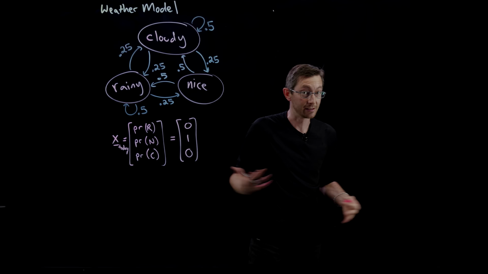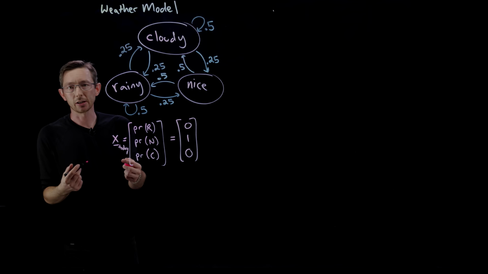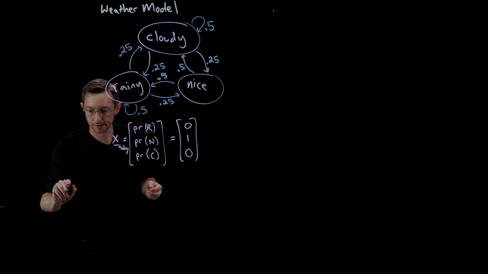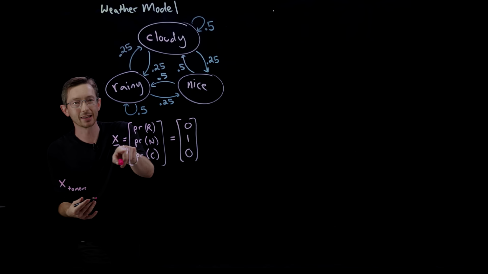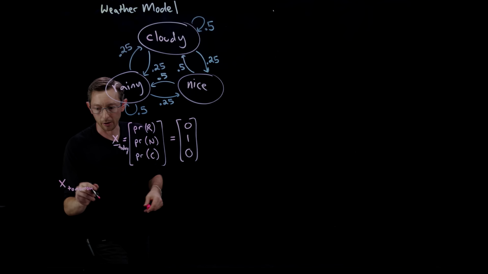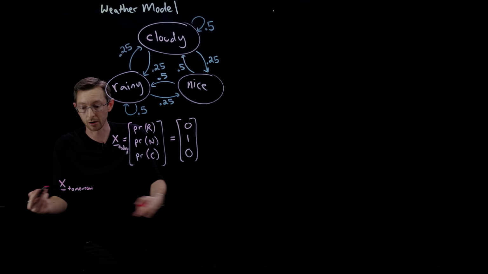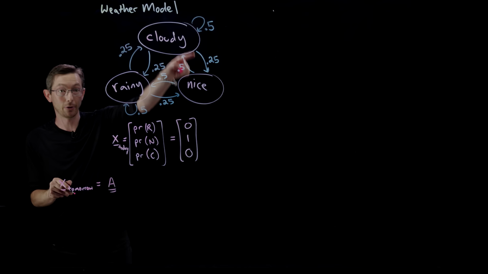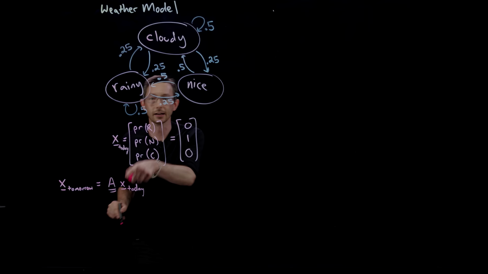What we're going to try to write down is this relationship: x tomorrow, and I'm going to add better notation later. I'm doing the simplest thing, calling it today and tomorrow. We're going to use better notation later. X tomorrow, again a vector, the probability of it being rainy, nice, or cloudy tomorrow, is going to equal some big matrix A, some big 3x3 matrix that's going to have all of these probabilities in it, times x today, my state of the weather today.